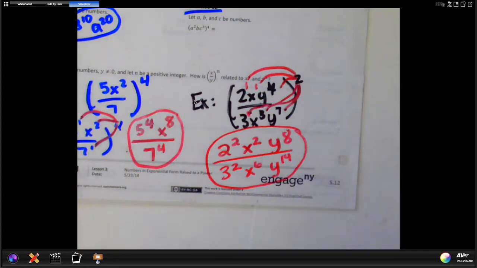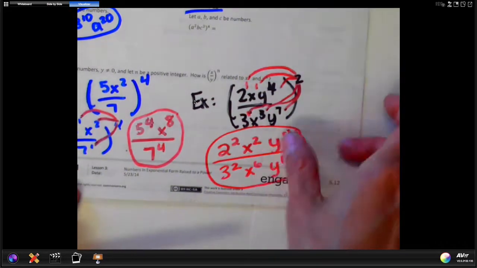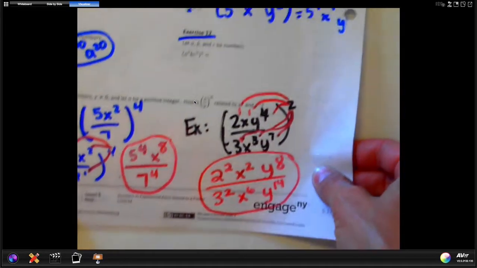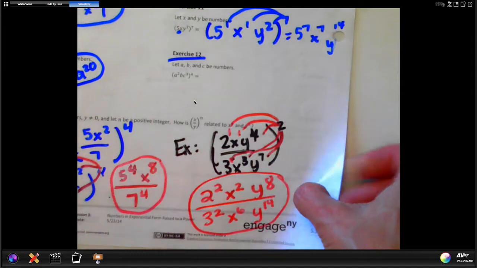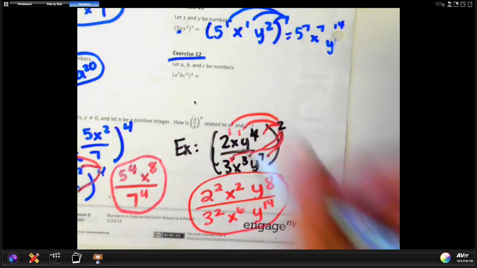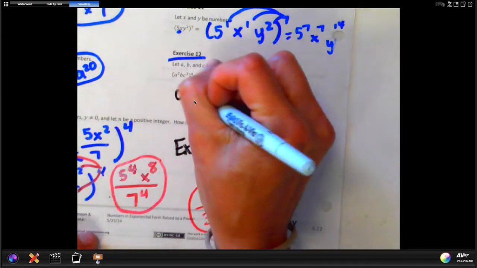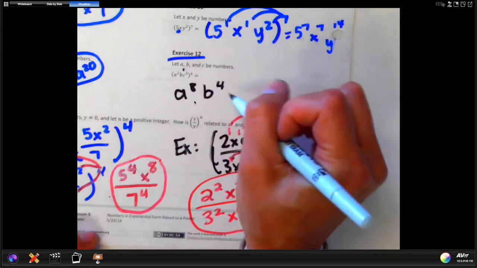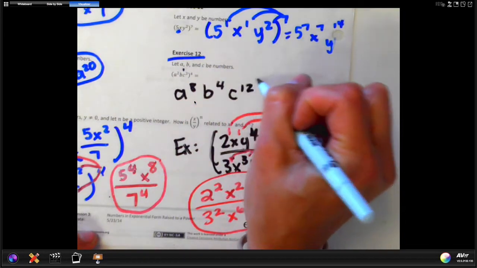Now, for those of you that did exercise 12 on your own, let's go back and make sure you got the right answer here. So I'm going to slide that back down. The answer to exercise 12 should have been a to the 8th power, b to the 4th. Don't forget there's a 1 on that b in there, and then c to the 12th, and that's the final.